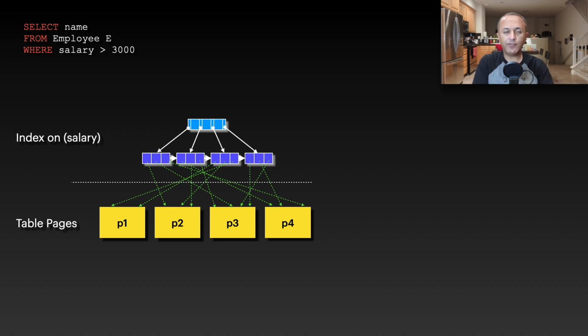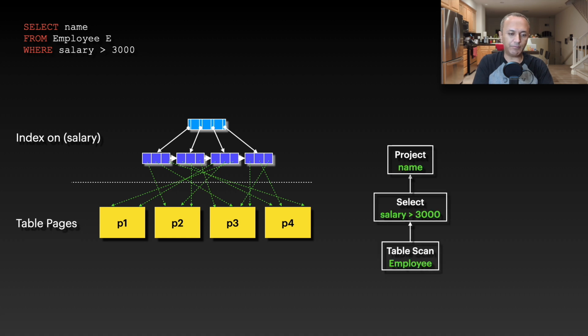Okay, now to answer this query, what are the plans that we might possibly use? One plan could be to do a table scan on the employees table. So just do a full sequential scan, get all the rows, and for each row, apply this filter, see if it's satisfied or not. And then for the ones that satisfy the filter, project the name column. So this is a basic table scan followed by a filter followed by a projection.